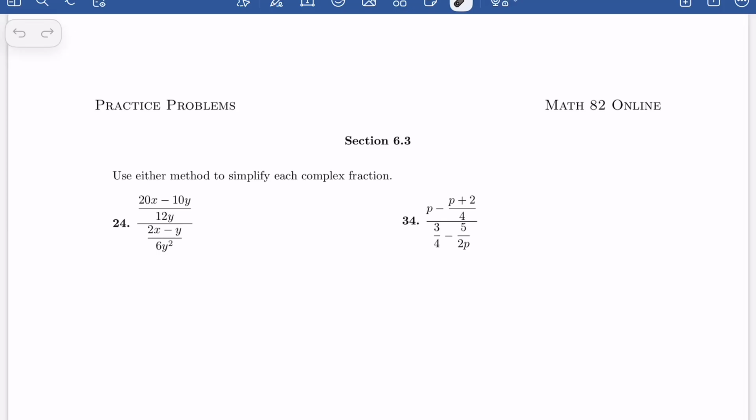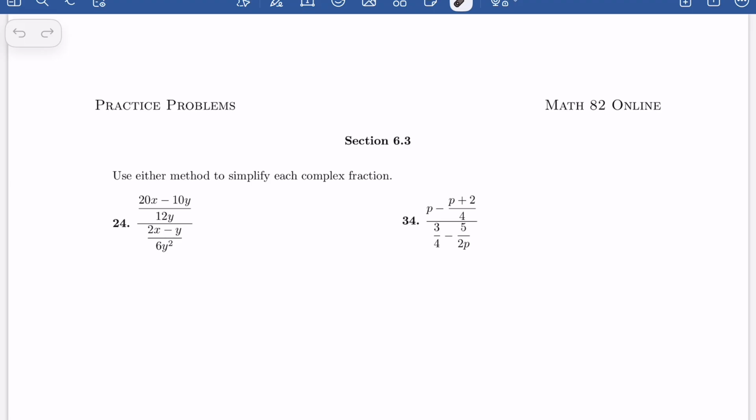In this video, we're going to go over some practice problems from chapter 6 of our textbook, starting with section 6.3 here. We're going to look at simplifying complex fractions. Now, complex fractions are fractions that have a fraction in the numerator and in the denominator, just like we see with these two examples here.